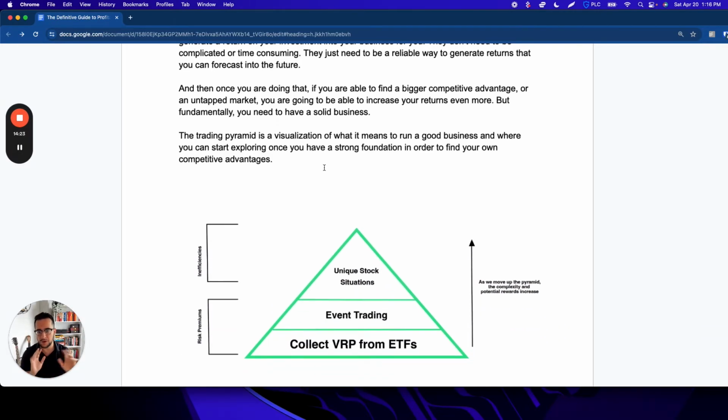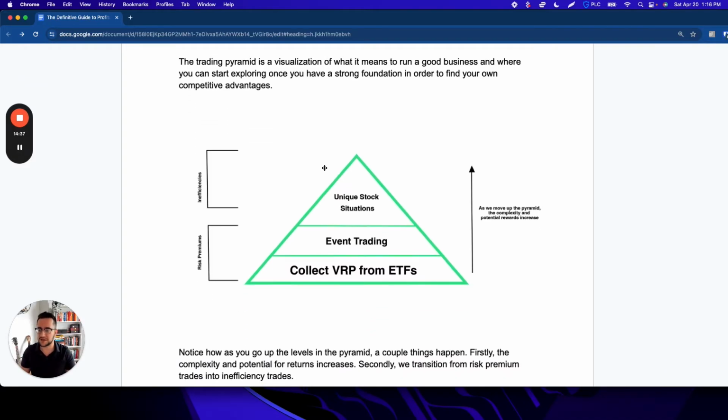And then once you're doing that, now you can look for bigger advantages, right? You can look for untapped markets. You can expand. You can do other stuff. But fundamentally, you still need to have this solid business. And that's what this pyramid visualizes for you. This is what the pyramid looks like.